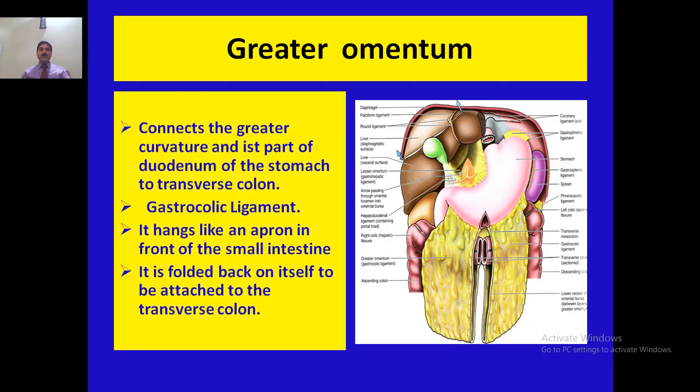What is the greater omentum? The greater omentum connects the greater curvature of the stomach and the first part of the duodenum to the transverse colon. It is also called the gastrocolic ligament. The part of the greater omentum between the greater curvature of the stomach and the transverse colon is also called the gastrocolic ligament. It hangs like an apron in front of the small intestine after crossing the transverse colon. It is folded back on itself to be attached to the transverse colon.